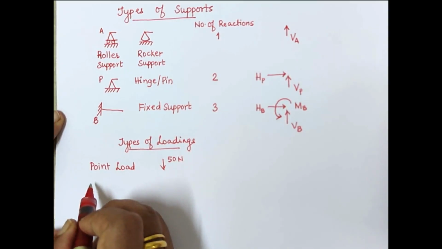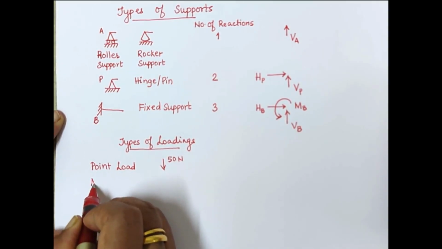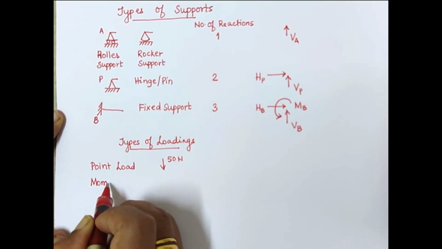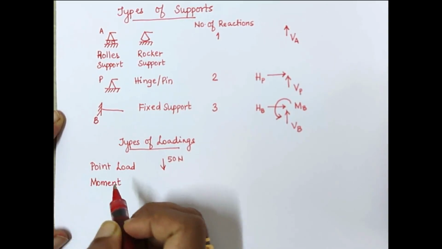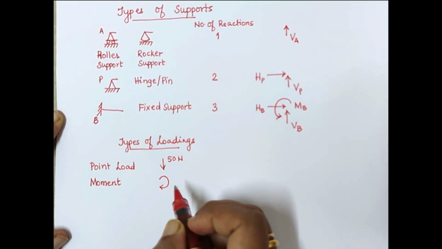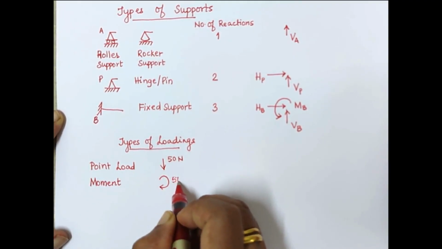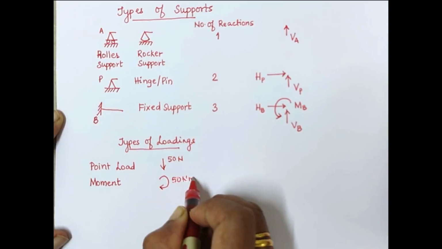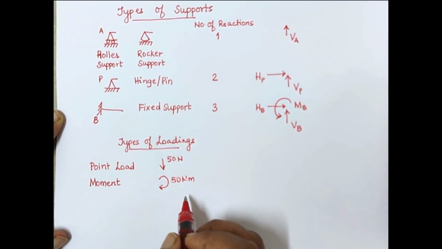The second type of loading that we can consider is a moment. This is also what we have already seen in our lectures earlier. So a moment is always drawn by a curved arrow. Say this is 50 Newton meter. So this is a moment.